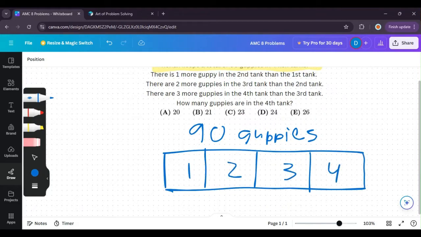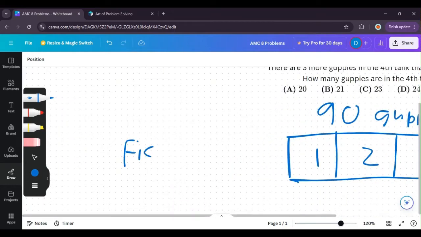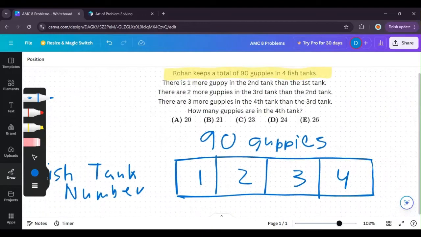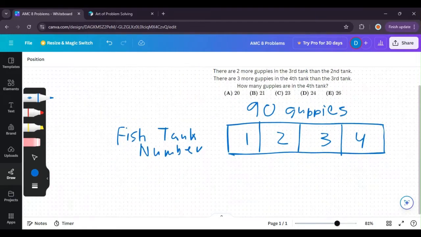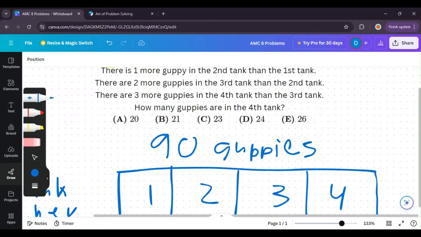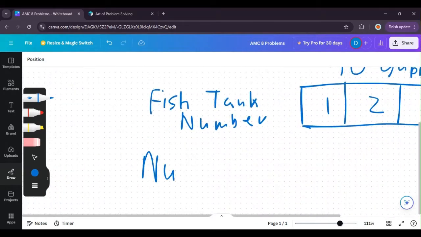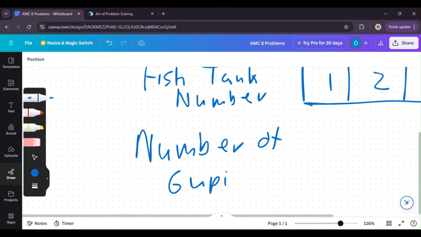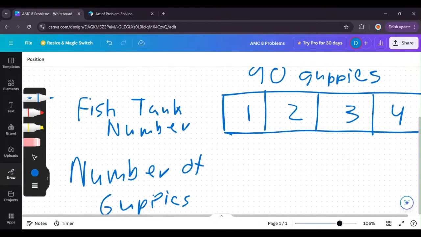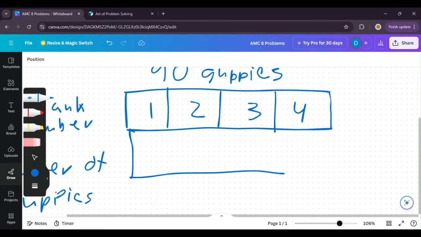There are 4 fish tanks, and this is the fish tank number. And below that, it also says there is 1 more guppy in the second tank than the first tank, and on and on. So we know that we're counting the number of guppies because it's asking for the number of guppies in the 4th tank. So we're going to count the number of guppies in each tank. Number of guppies. So in the first tank, we have that number of guppies, second, third, and fourth.